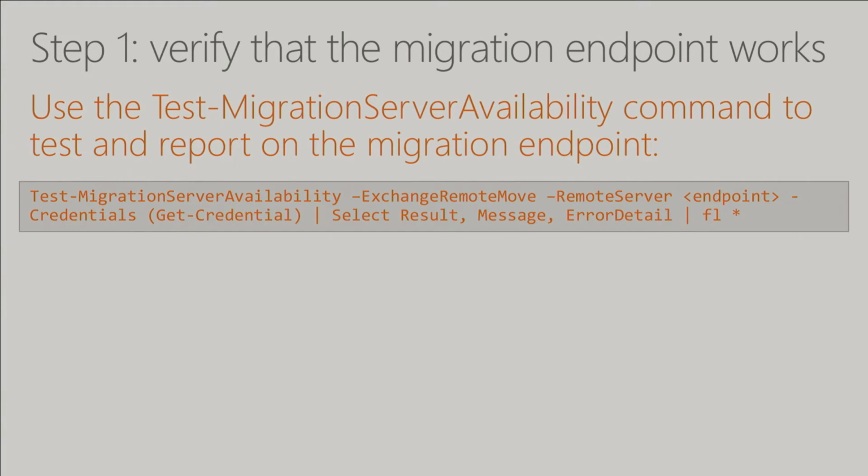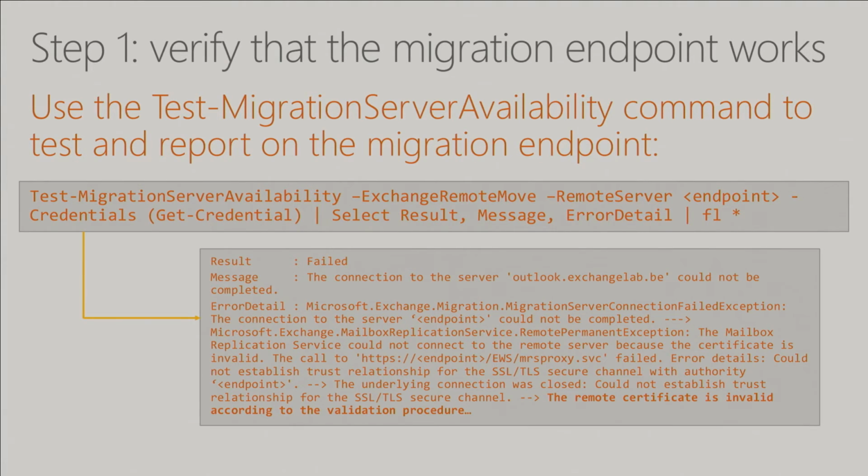So the first thing that you need to do is understand, is this migration endpoint working at all, right? I'm hitting something, but am I getting to the Exchange server? And the easiest way to do that, I'm very happy that Microsoft created this commandlet, is using the Test-MigrationServerAvailability commandlet. You connect to Exchange Online PowerShell, run this commandlet, point it to your endpoint, your migration endpoint that you have specified in the migration batch, and then see what it comes up with.